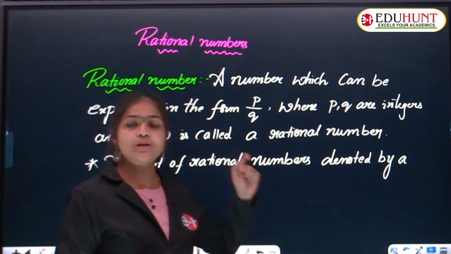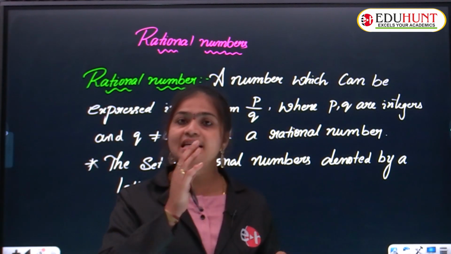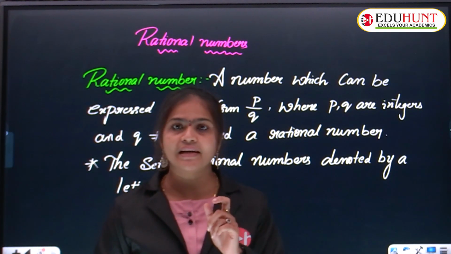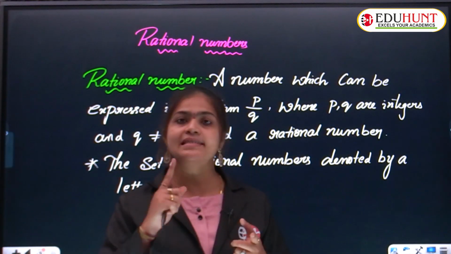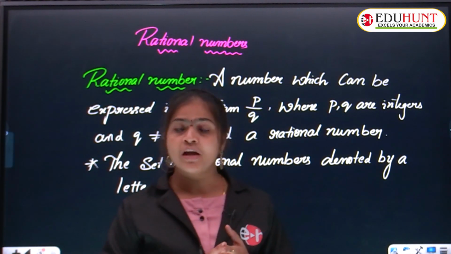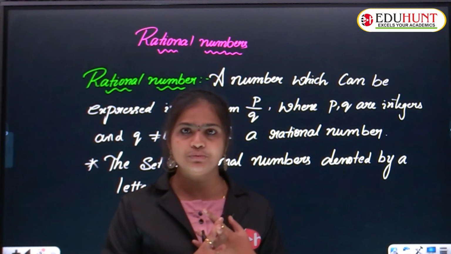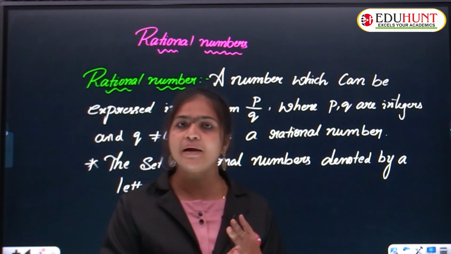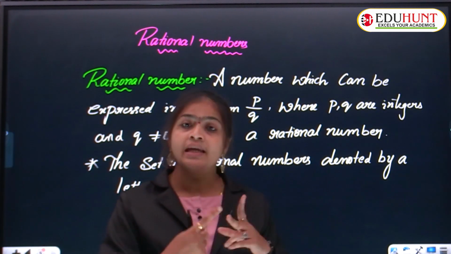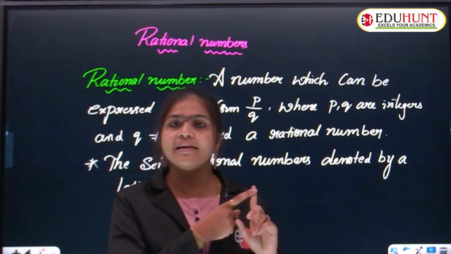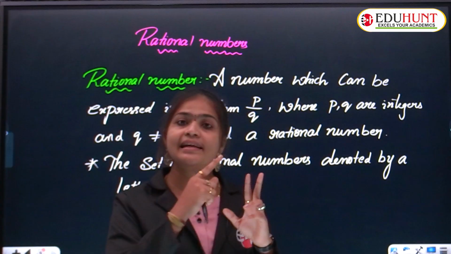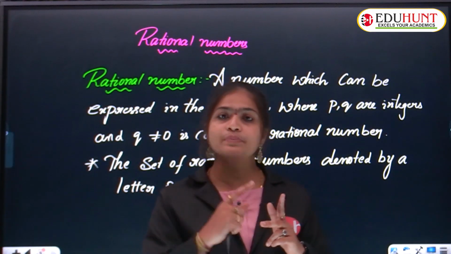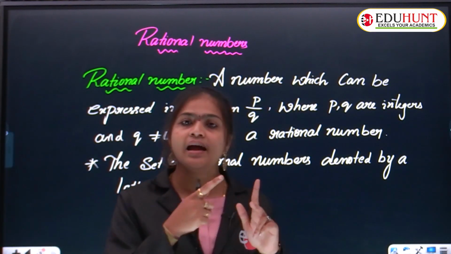Why? Because natural numbers are denoted by the letter N, since the starting letter of the word natural is N. The set of whole numbers is denoted by the letter W, because whole starts with W. The set of integers is denoted by the letters I or Z. Here I is the starting letter of integers, and Z comes from the German word Zahlen, which means to count. That's why integers are denoted by I or Z.